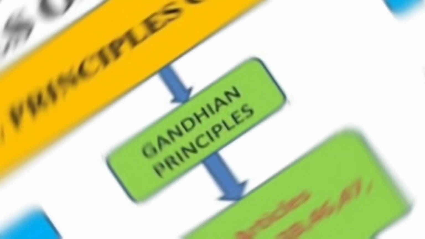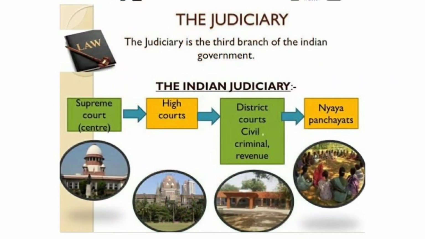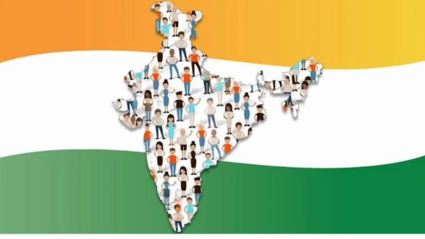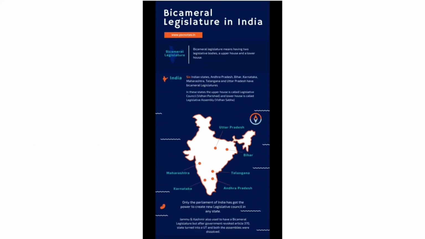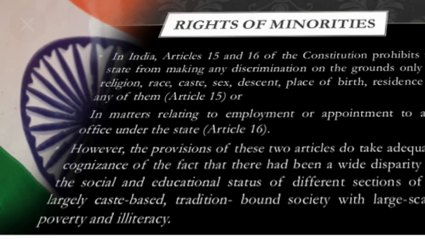The Constitution makes India a secular state. The Constitution provides an independent judiciary. The Indian Constitution provides a single citizenship. The Indian Constitution provides a bicameral legislature at the center consisting of Rajya Sabha and Lok Sabha. The Constitution vests extraordinary powers known as emergency powers in the hands of the President. The Constitution makes special provisions for minorities.